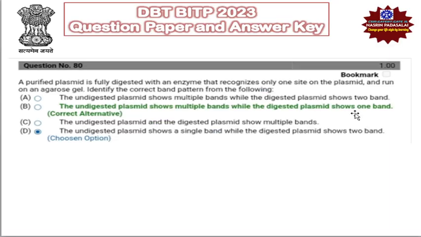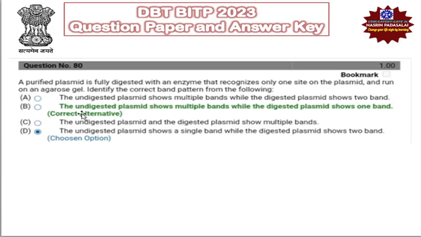Next, a purified plasmid is fully digested with an enzyme that recognizes only one site on the plasmid and run on an agarose gel. Identify the correct band pattern from the following. The correct answer for this question is option B, that is, the undigested plasmid shows multiple bands.